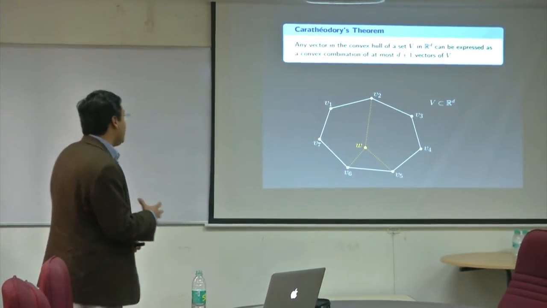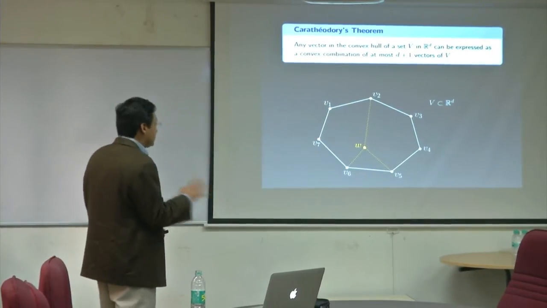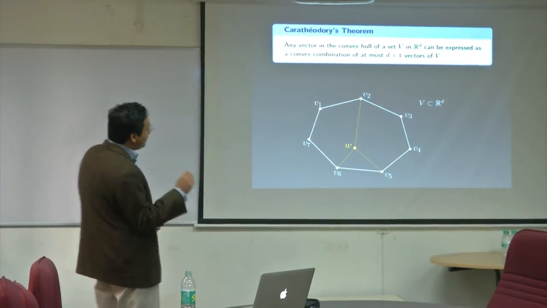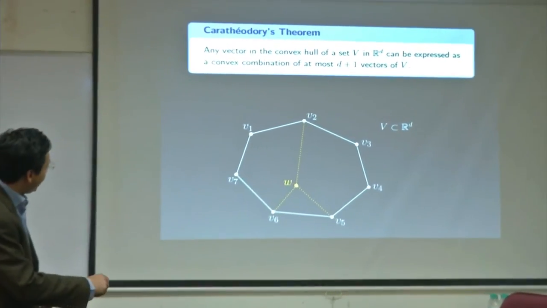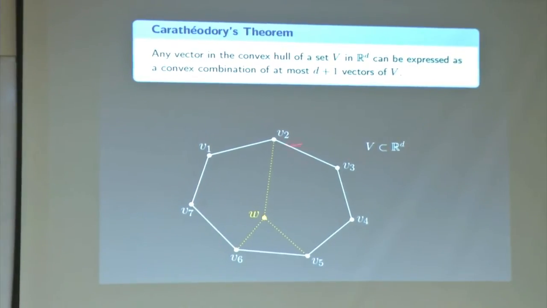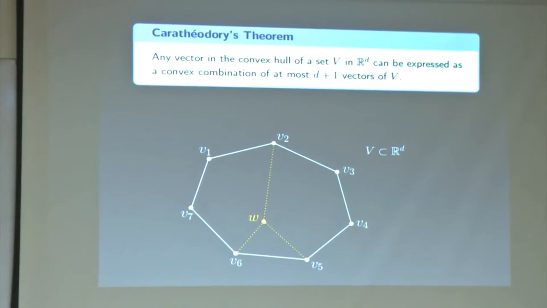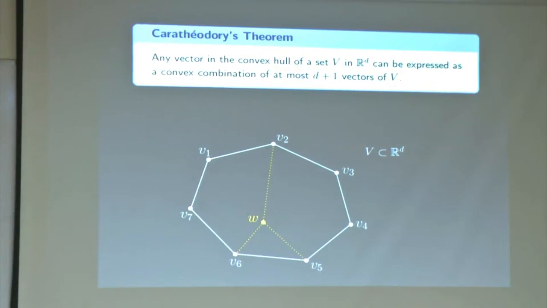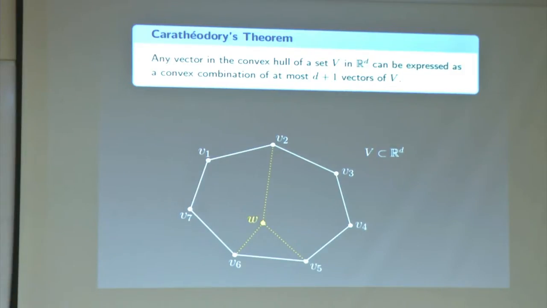Carathéodory's theorem is a classical result in convex geometry. It's a over a hundred year old theorem. What it says is that if I give you a set of vectors, it doesn't matter how many, and all these vectors lie in d dimensions, then any vector w in the convex hull can be expressed as a convex combination of at most d plus 1 of these b_i's. So pick any w in the convex hull, you can always write w as a convex combination of at most d plus 1 of these b_i's. Doesn't matter how many b_i's you have.